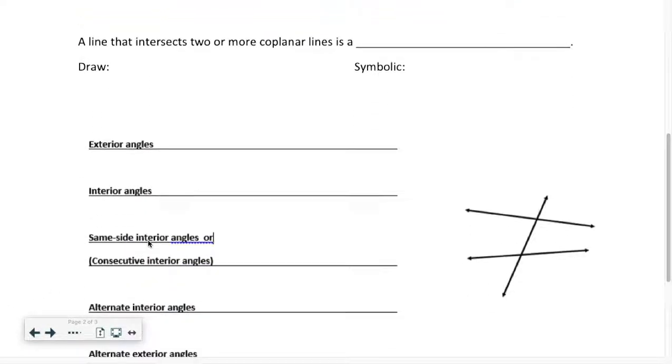Now we're going to talk, well, first we're going to define a line that intersects two or more coplanar lines. So a line that intersects two or more coplanar lines is a transversal.